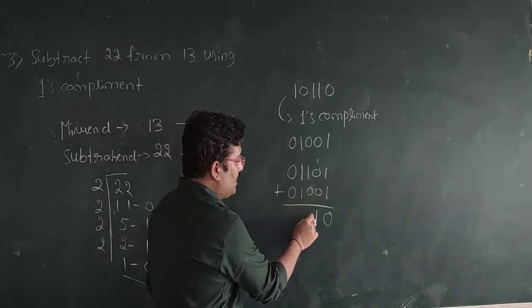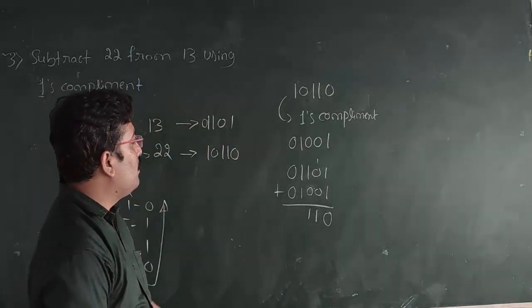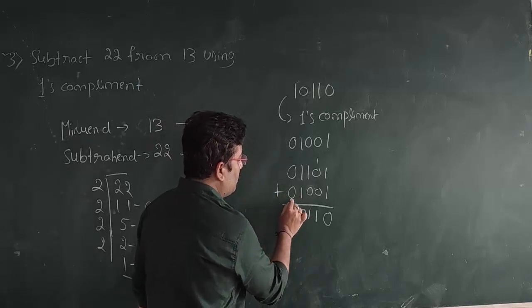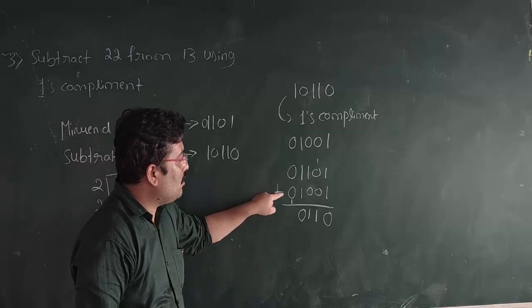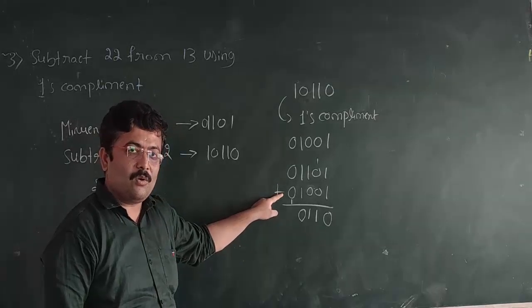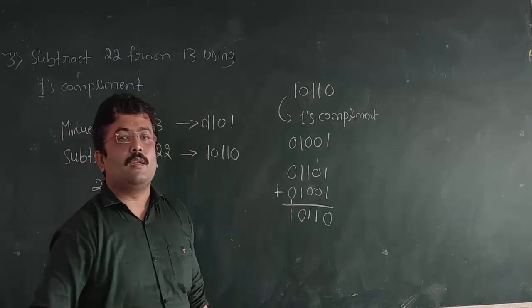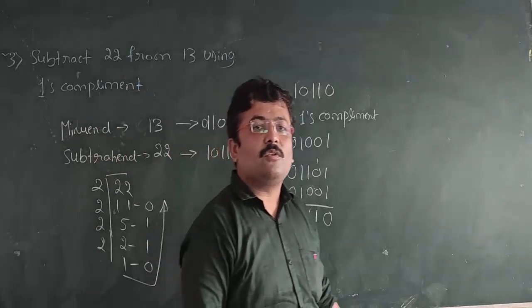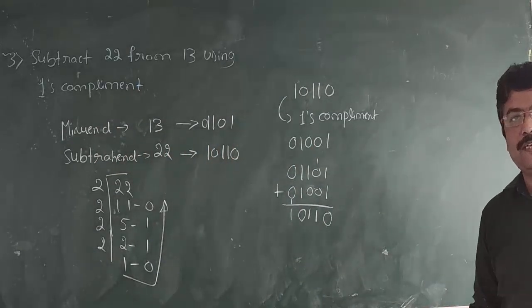Next, 1 plus 0, sum is 1, carry is 0. Next, 1 plus 1, sum 0, carry is 1. At last, 0 plus 0, sum is 0. 0 plus 1 is 1. Here also the carry is not generated. So in case 2, the end around carry is not generated.